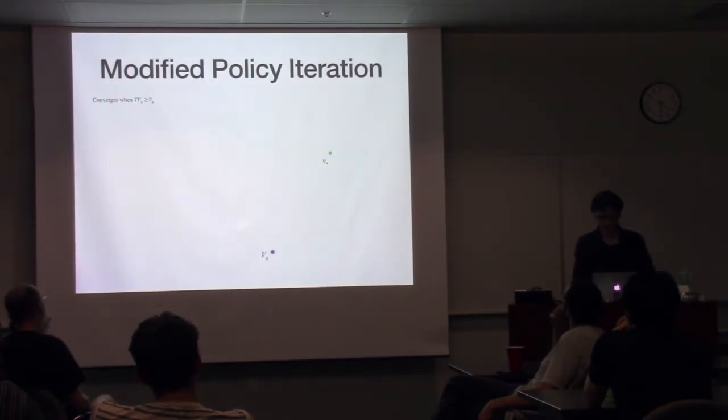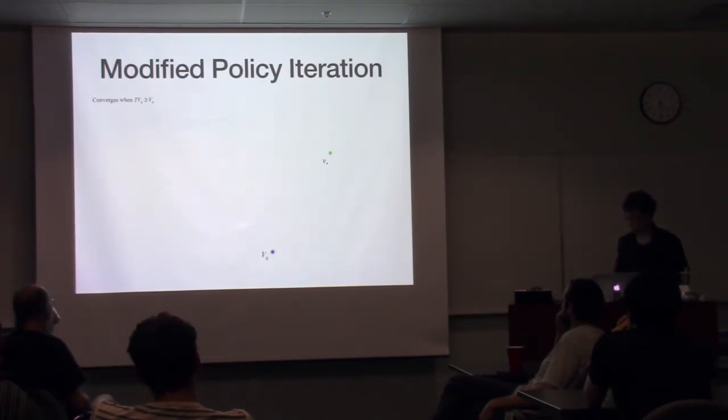So for the convergence property, MPI actually has one more requirement. In the previous algorithms that we have mentioned, they just converge under the discounted problem setting. But this MPI actually requires one more assumption, which says that TV0 is going to be greater or equal to V0.